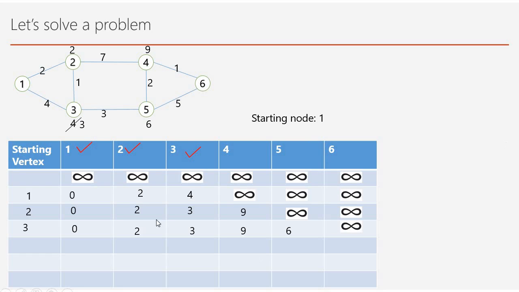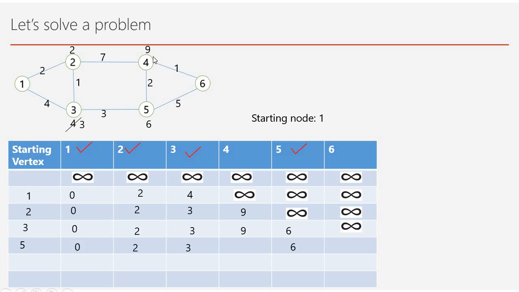So now among 4, 5, 6 which are not visited, select the node with the least value. So node 5 has the least value which is 6. So select the next node as node 5. Once I select node 5, already 1, 2, 3 and now 5 are visited. So put their values as they are. Let us calculate the neighbors of node 5.